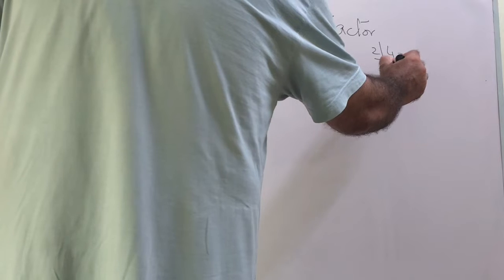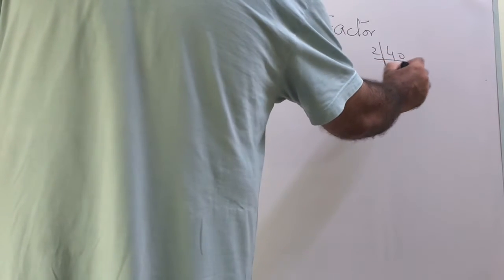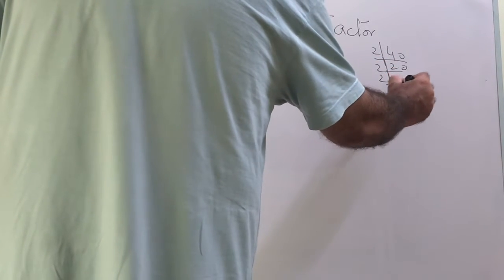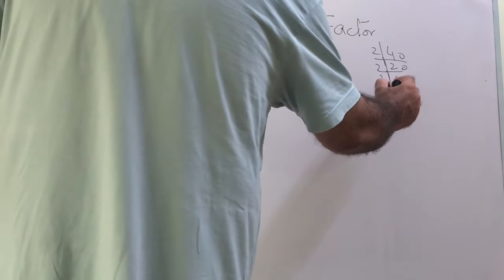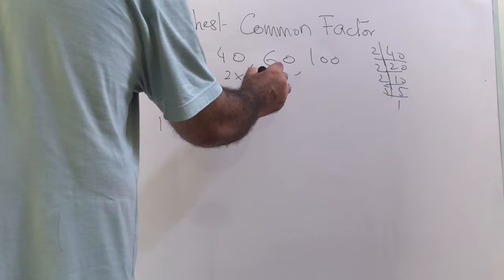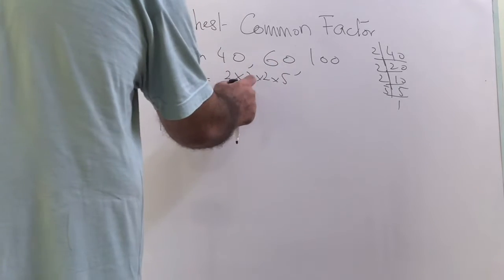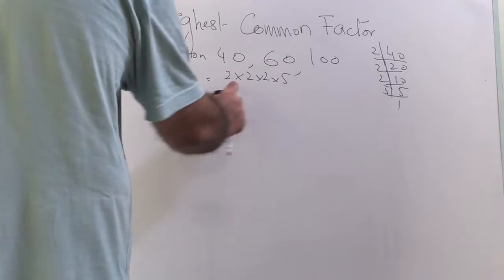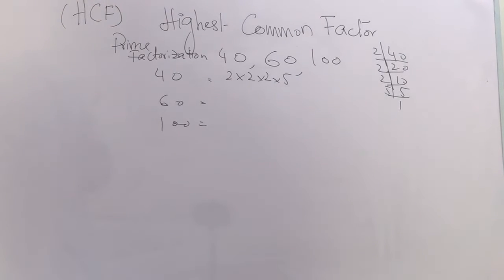40: 2 2s are 4, 0, 2 10s are 20, 2 5s are 10, 5 1s are 5. So we can write it as 2 into 2 into 2 into 5. 2 2s are 4, 4 2s are 8, 8 5s are 40. So 40 can be written as these are the factors, okay?